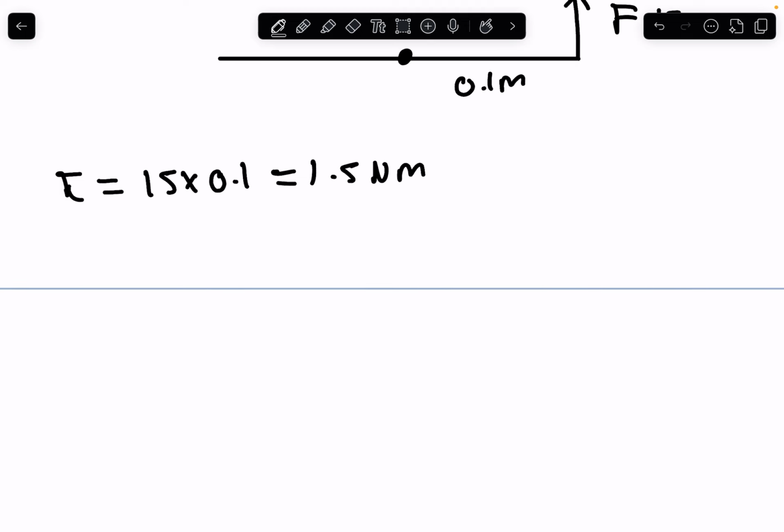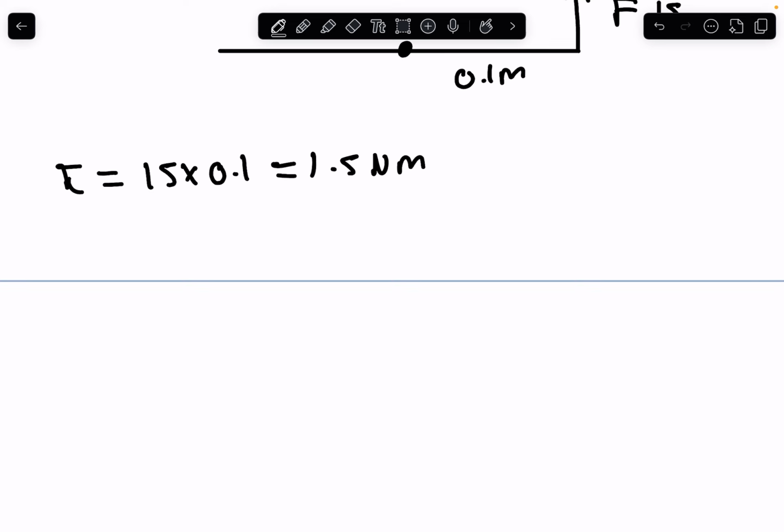Now, just like you had SUVAT equations in normal mechanics, we also have SUVAT equations for rotational mechanics. So I'll be telling you what are the rotational equivalents of velocity, displacement, time, and acceleration. Time is the same, of course. So let's start with displacement. Displacement in normal mechanics is denoted as s and is in meters.